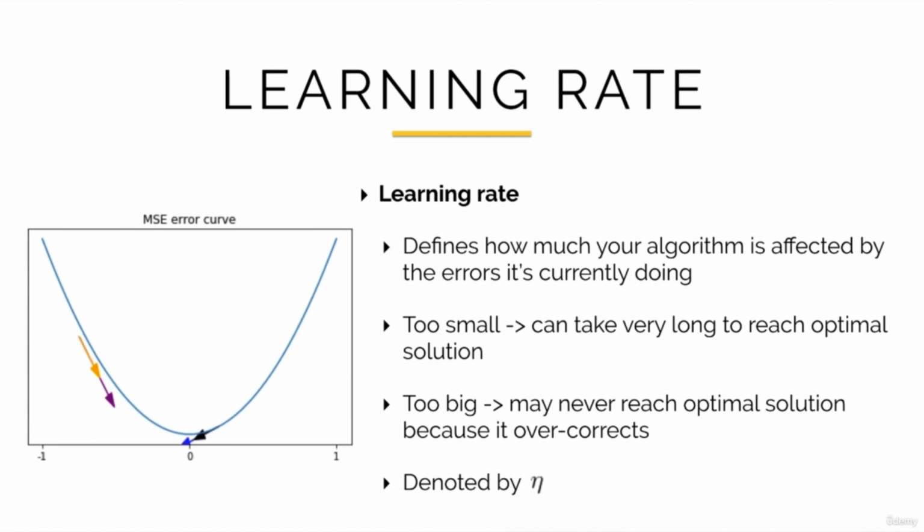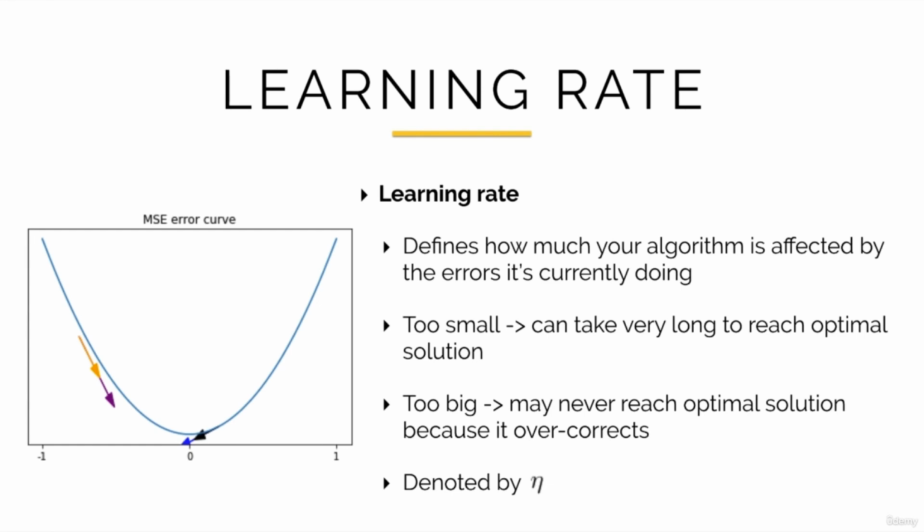Okay, before we go into that though, I quickly want to introduce another term called the learning rate. The learning rate defines how fast our algorithm learns, or basically how much our algorithm is affected by the errors that it's currently making. Now, you may intuitively think, all right, I want my algorithm to learn as fast as possible, so that it becomes as good as possible quickly. That's not actually how it works.